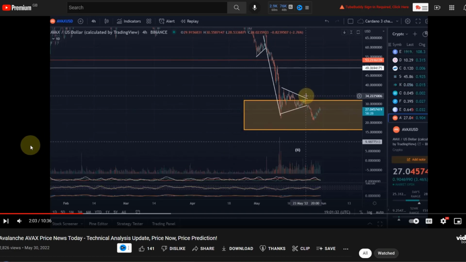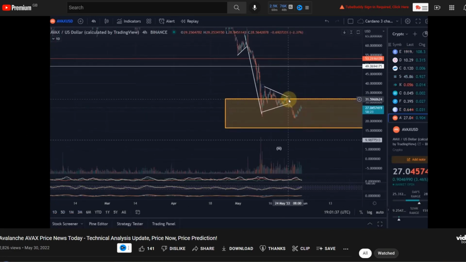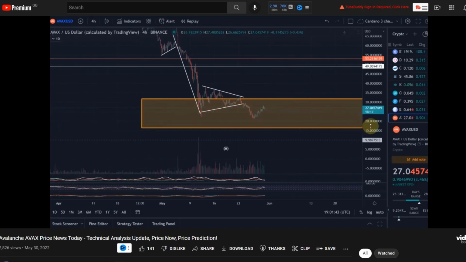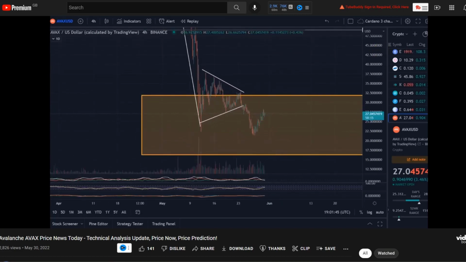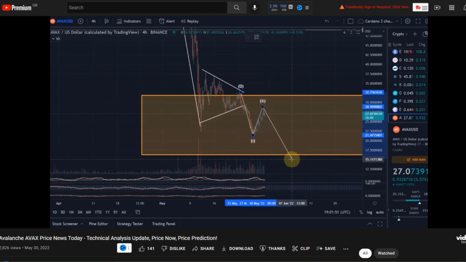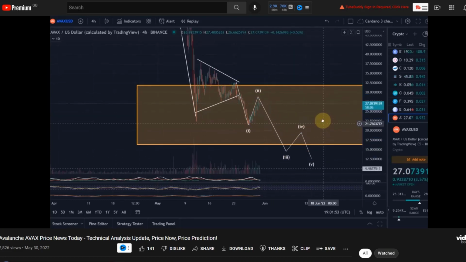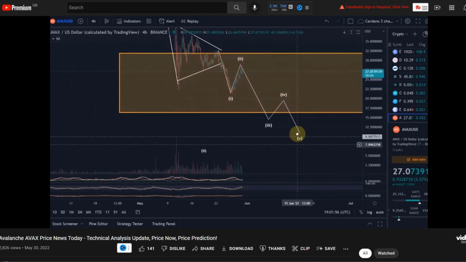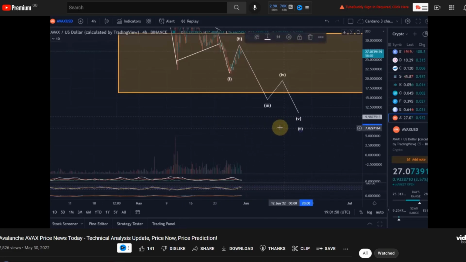So the wave 4 probably finished here at around $32 and we moved down here, how I see it currently, in a wave 1, and we are now moving up in a wave 2. That is how I see it. If I count this as a wave 1, this is wave 2. We would then expect a wave 3 down, a wave 4 up, and a wave 5 down. That is for me currently the most likely scenario.